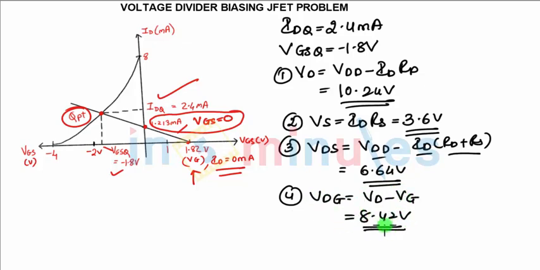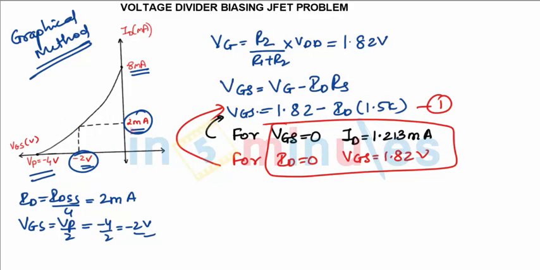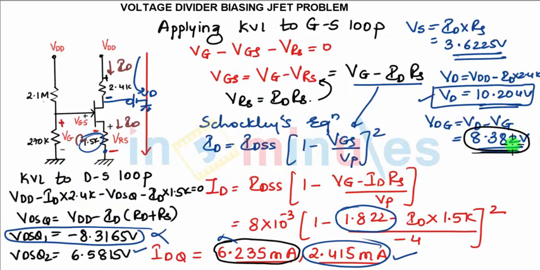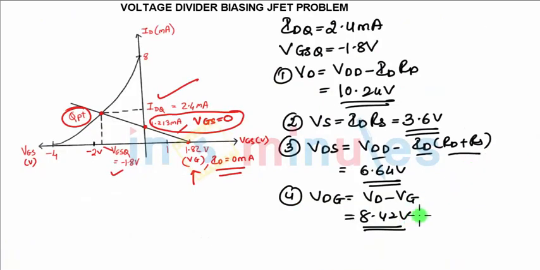Now VDG here we got 8.42. Mathematically, how much had we got? VDG we had got 8.382. Now we have got 8.42. So this minor difference you might get when you are doing it graphically and mathematically.